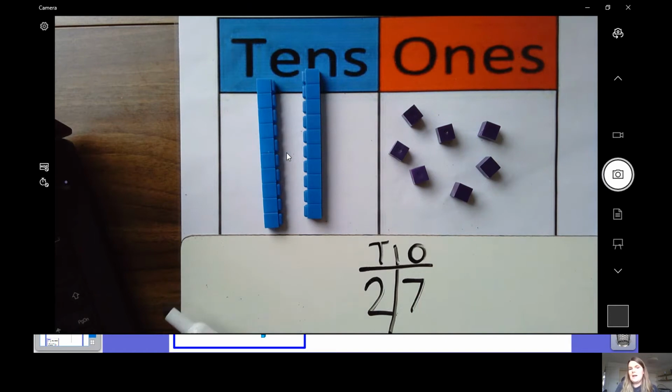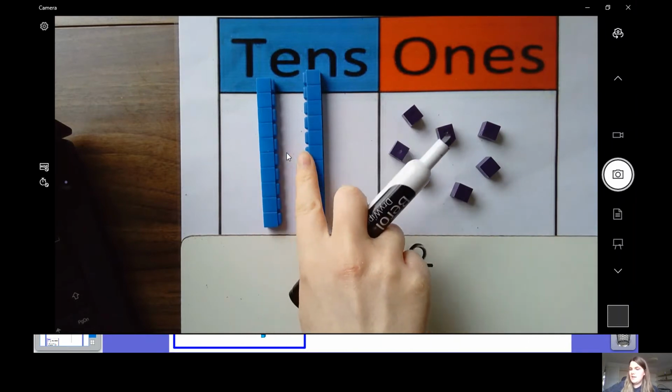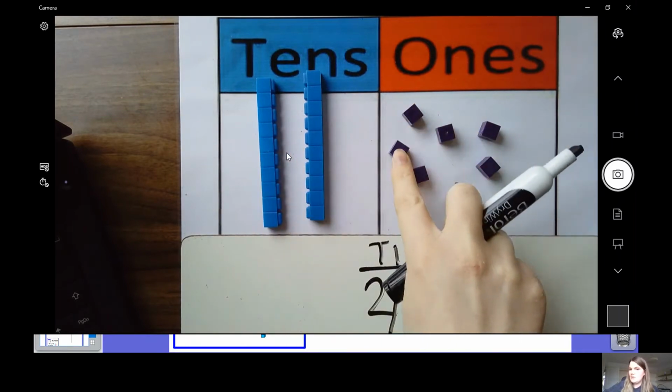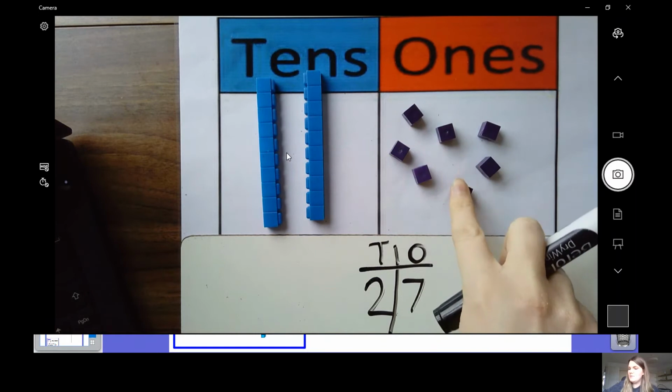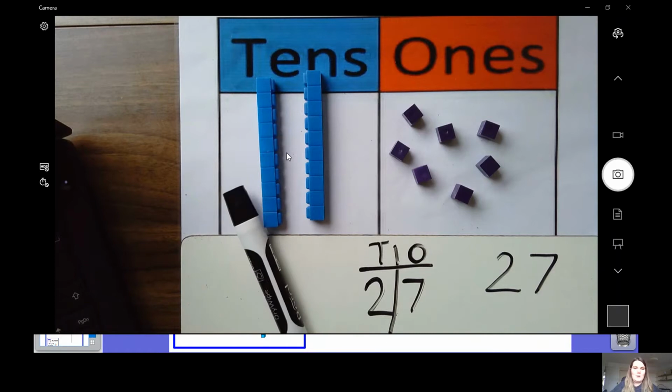Fantastic. And I can count on from my 20 to find out if it makes 27. You ready counting with me? 10, 20, 21, 22, 23, 24, 25, 26, 27. Did we make 27? We absolutely did. Well done.